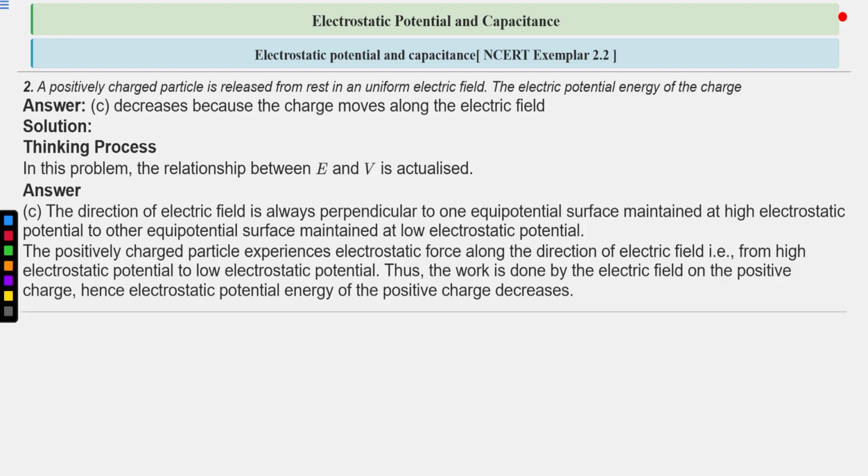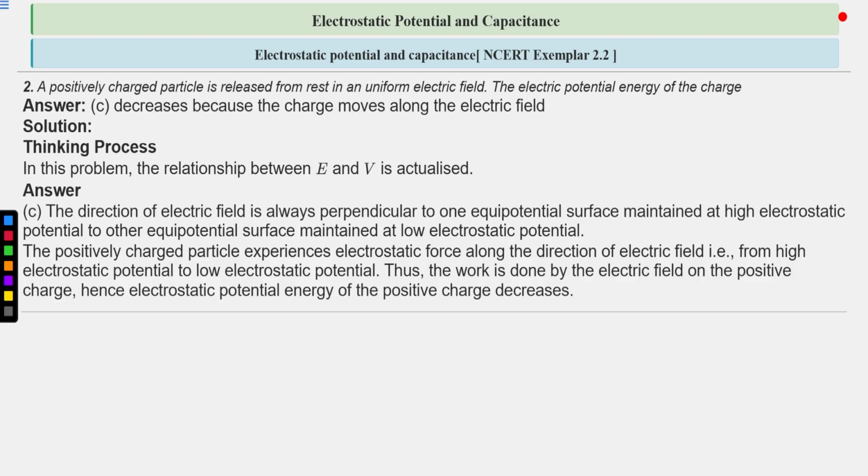The positively charged particle experiences electrostatic force along the direction of the electric field, from high electrostatic potential to low electrostatic potential. So it will experience the force in the direction of the electric field. We know that potential in the direction of electric field decreases, according to the relation of electric field and potential. So potential energy also decreases. That is, that positive charge will go from high electrostatic potential to low electrostatic potential.